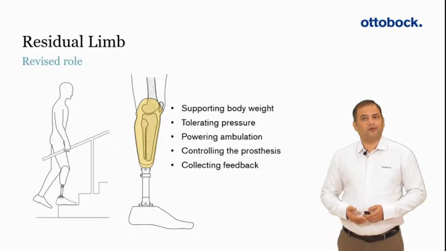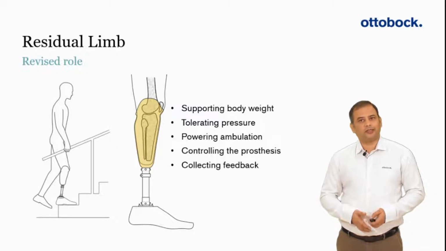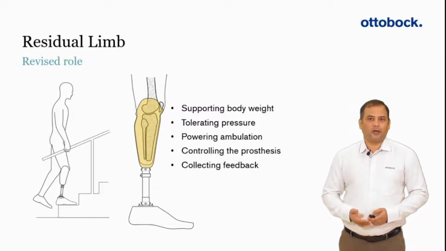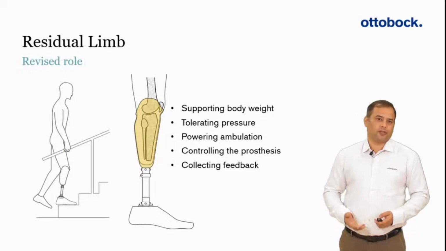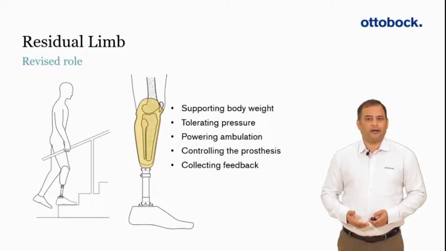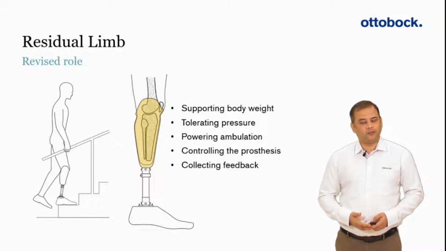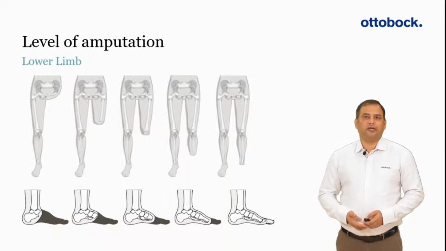Further, the residual limb, which used to be part of a musculoskeletal system, is suddenly retasked with a number of roles other than supporting the body weight or tolerating pressure. Some of these roles are powering ambulation, controlling the prosthesis, feedback collection, and so on. Even though the modern prostheses are efficient, the residual limb needs to be engineered specifically to enable it to perform several tasks. There are different levels of amputation.